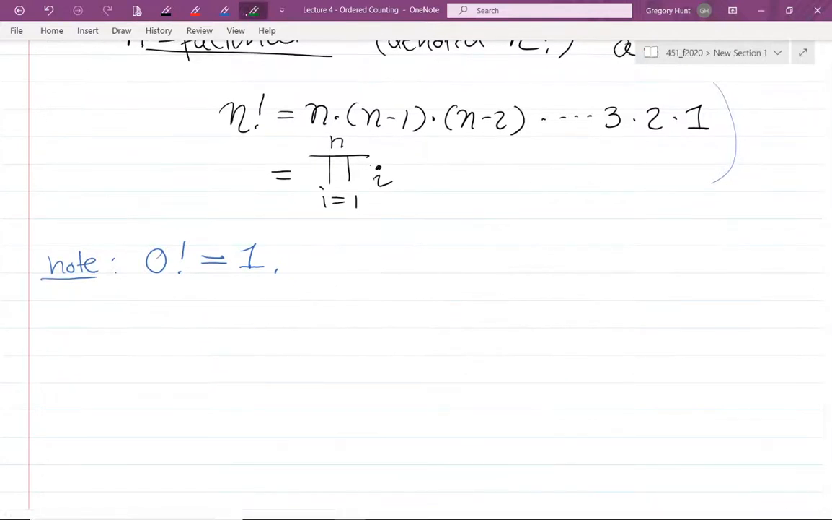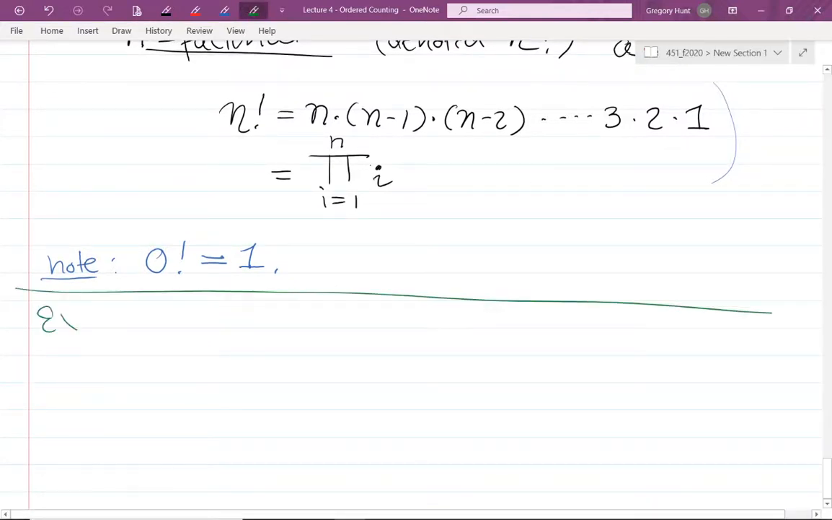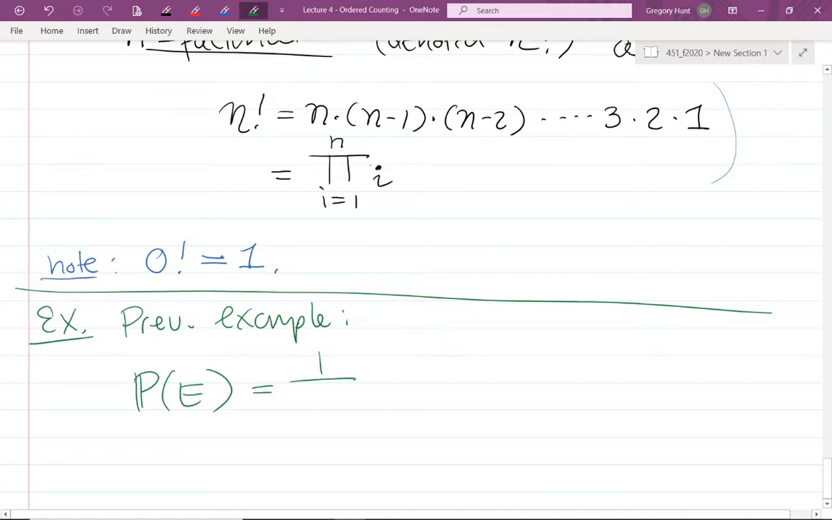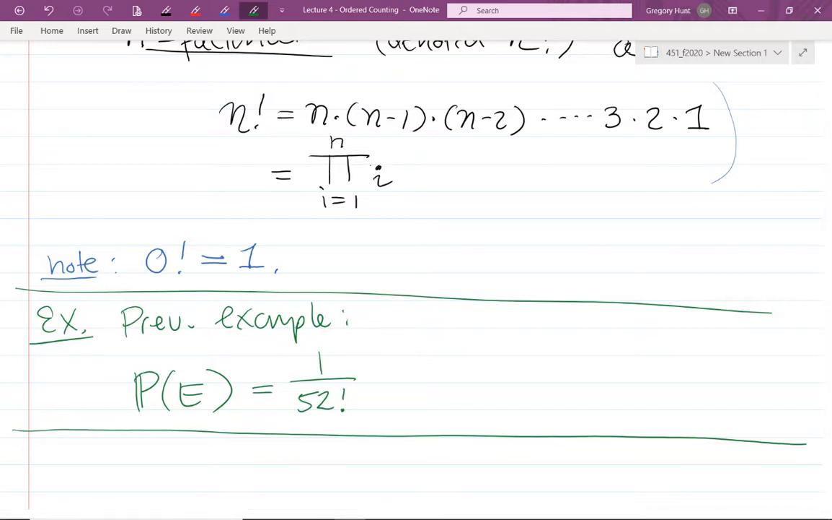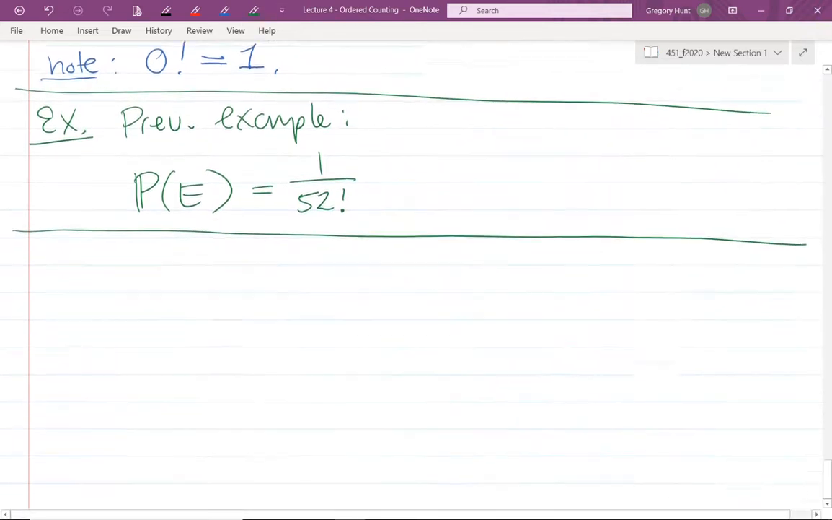So in our previous example, we could have more simply written that the probability of E, which is getting our cards in order after shuffling them, is 1 over 52 factorial. Okay. So that's our fundamental theorem of counting, with some examples.